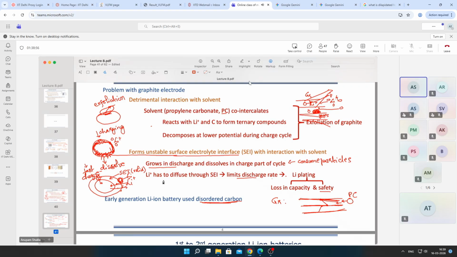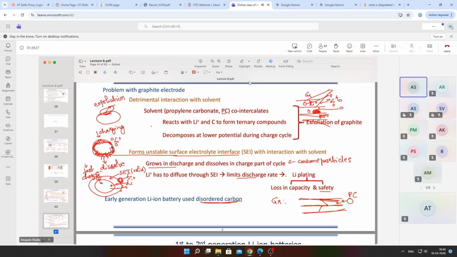What happens is during the discharge, this layer grows, because during discharge, the lithium ion has to come out, the particle shrinks, and there is a crack in this layer. So therefore, more exposed graphite particle will react. And so during the discharge, this will grow, and during the charge, it again dissolves. So this layer is getting formed and then getting dissolved and again getting formed. As a result, new and new.